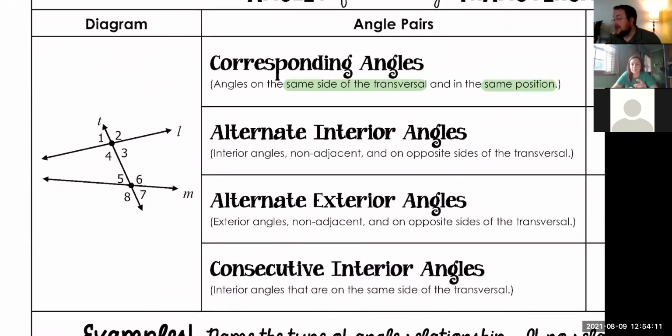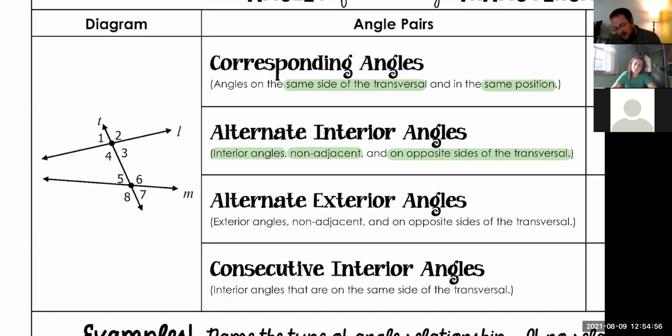Next one, alternate interior angles. Now, a lot of the clues are actually in the name itself for this one. First off, they are interior, meaning between the two lines that were intersected by the transversal. So they're kind of sandwiched between, in this case, lines L and M. They are also non-adjacent, meaning not side by side. So they don't share necessarily the same vertex or a ray. And third, they are on opposite sides of the transversal. So one is on, say, the left and the other one is on the right.